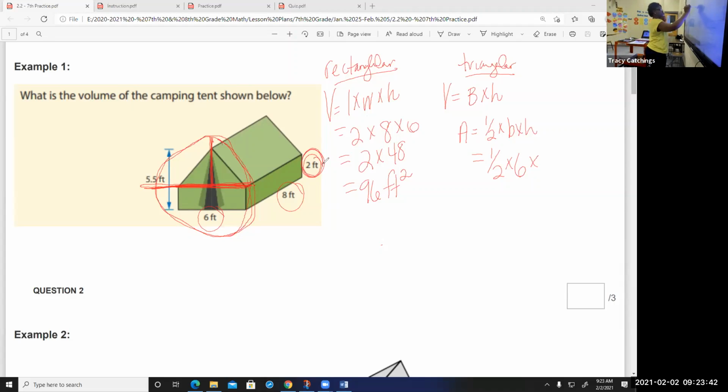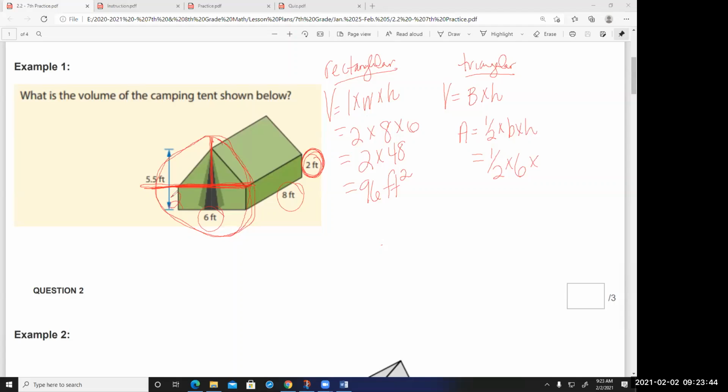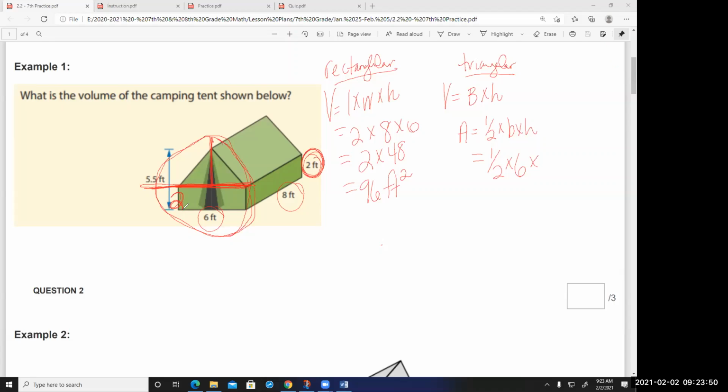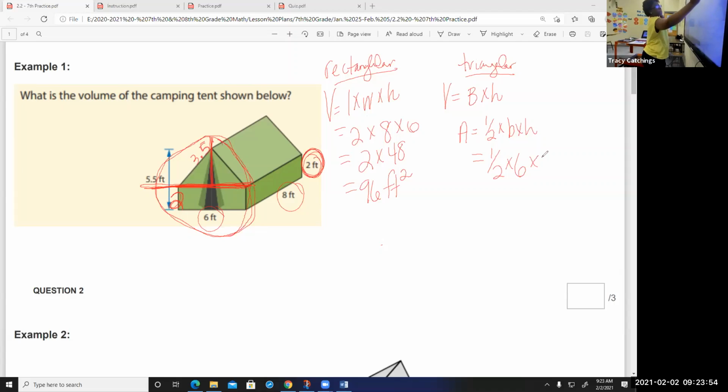If this was 2, that means over here is 2. So then I ask myself, 2 plus what is 5.5? 3.5. Yes, so that means the height is 3.5. All right, so I multiply a half of 6 is 3, and multiply that by 3.5.